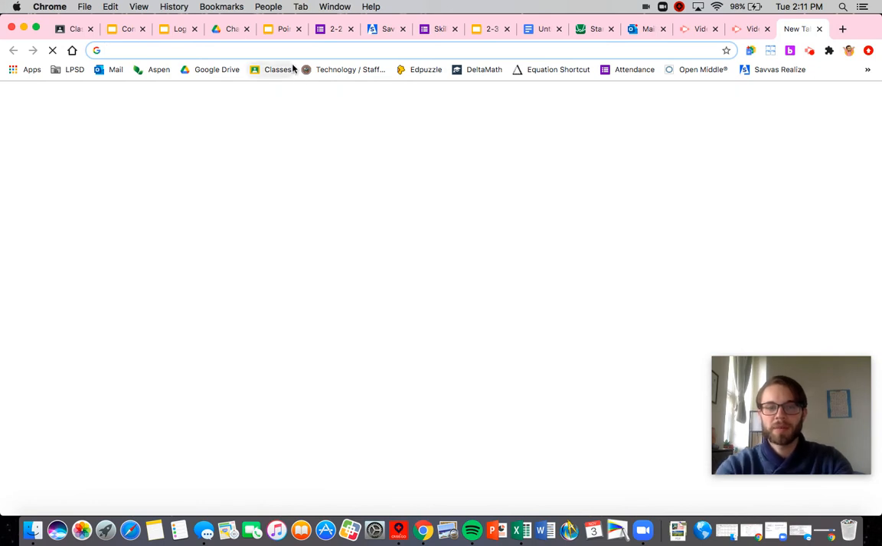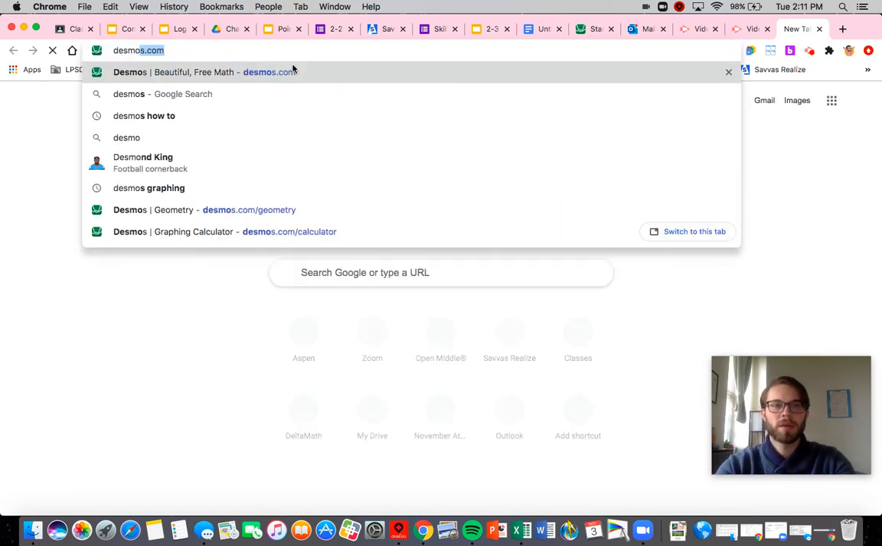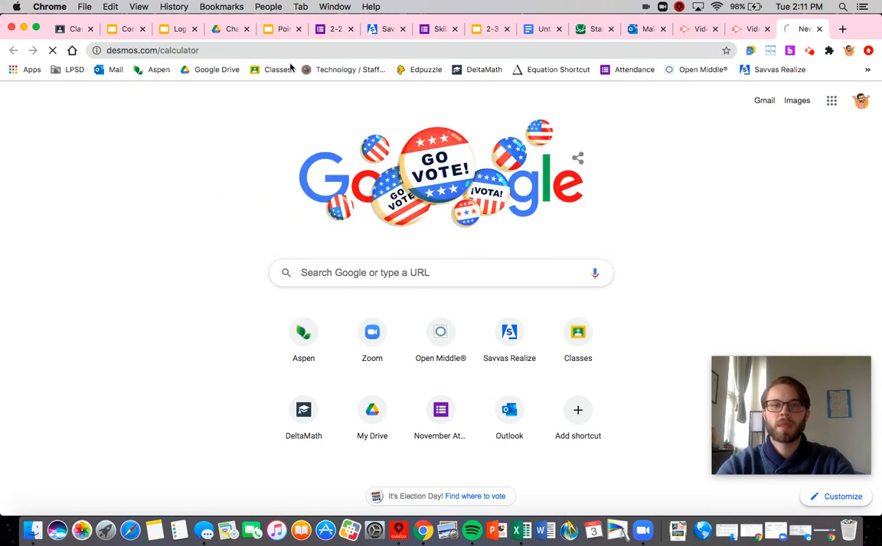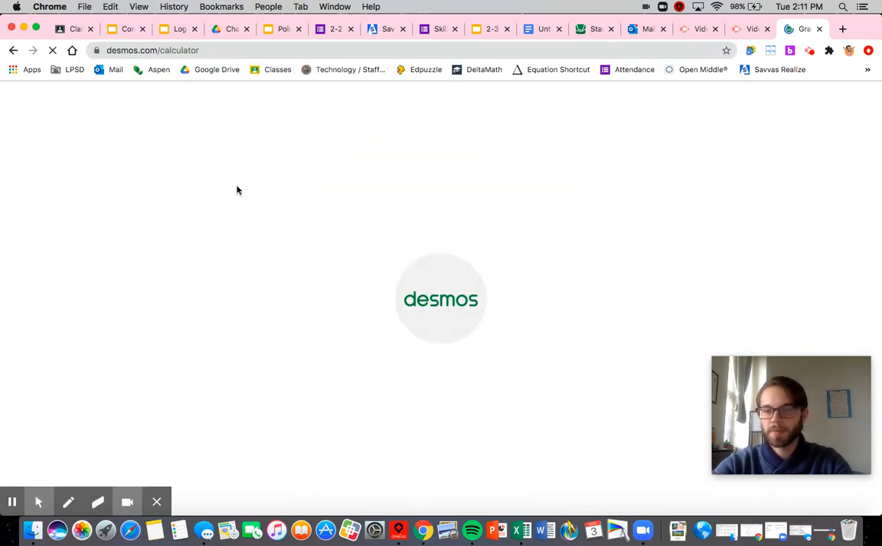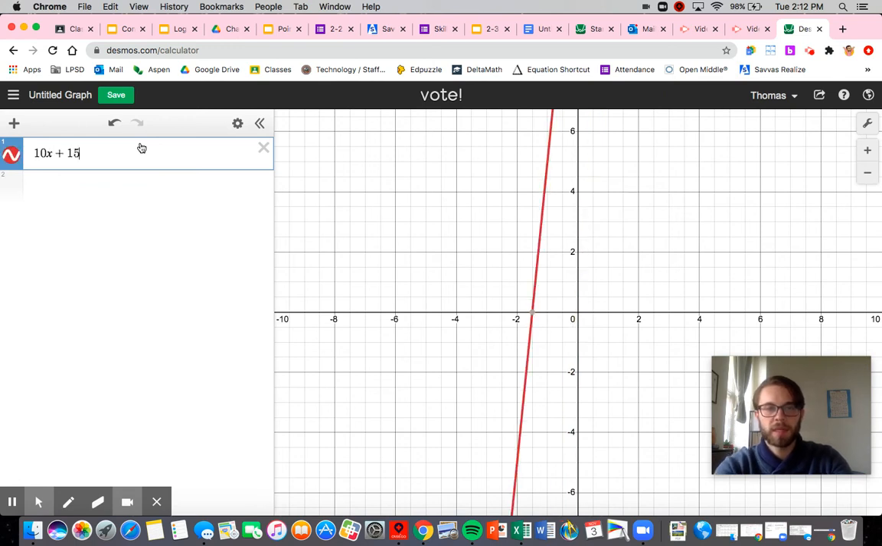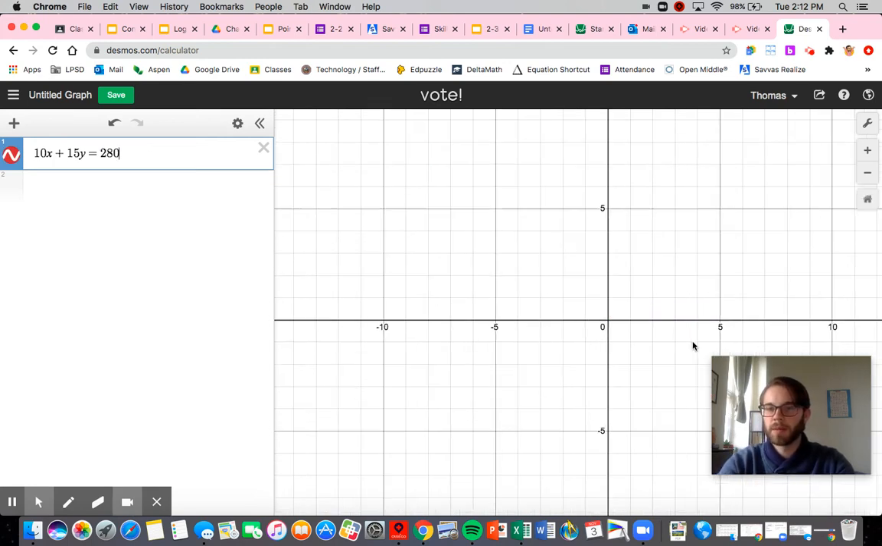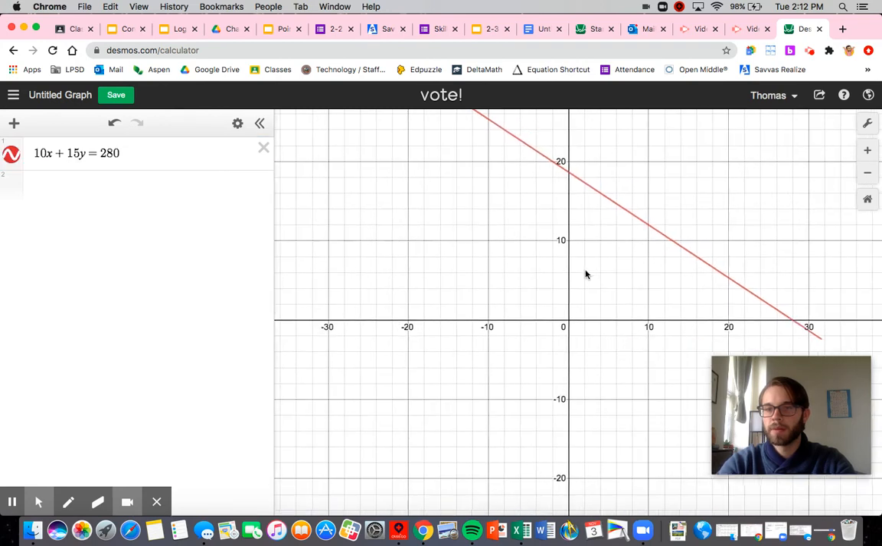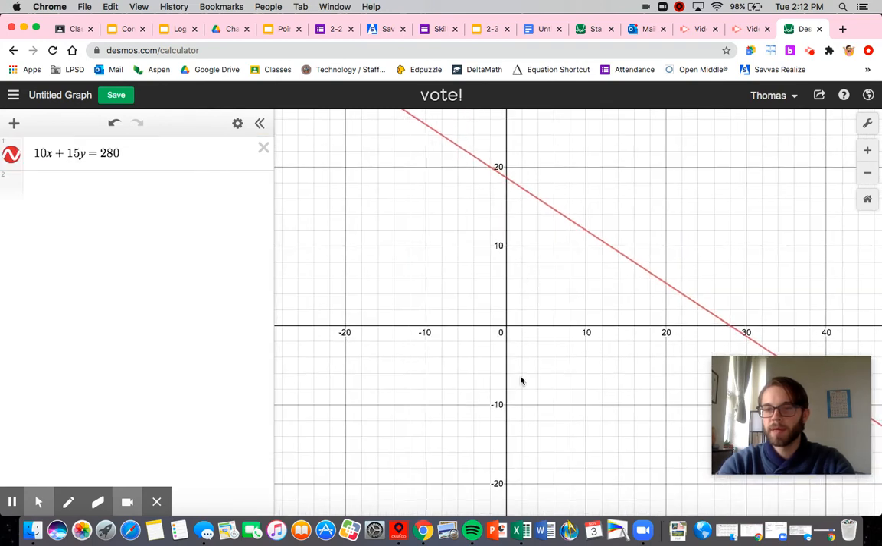So if I pull up Desmos, we wanted the graph of 10x plus 15y is equal to 280. I got to zoom out a little bit. All right, so let's look at what we have here. Do we have any specific points?